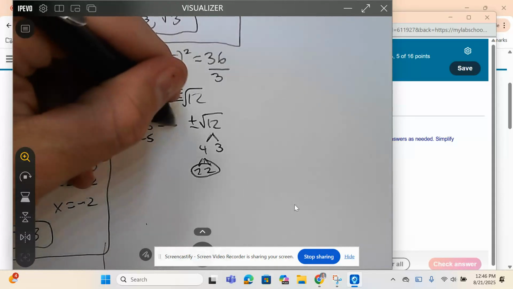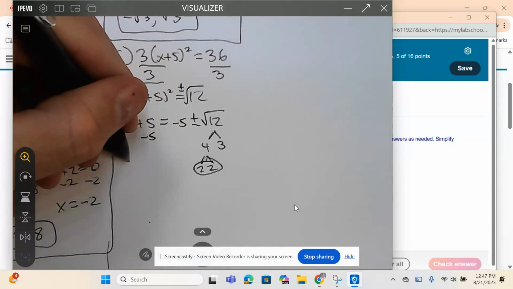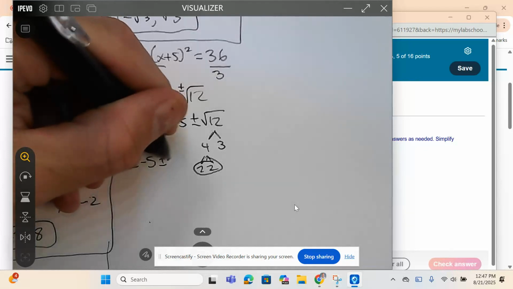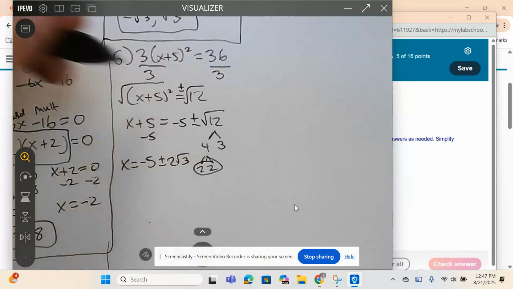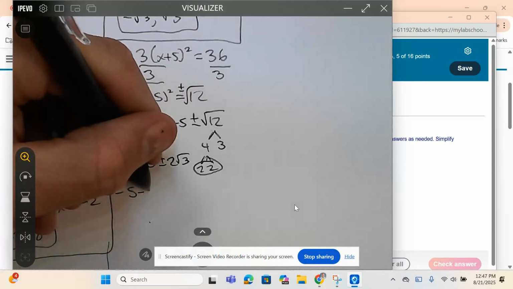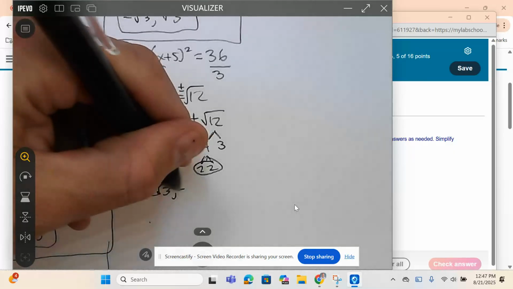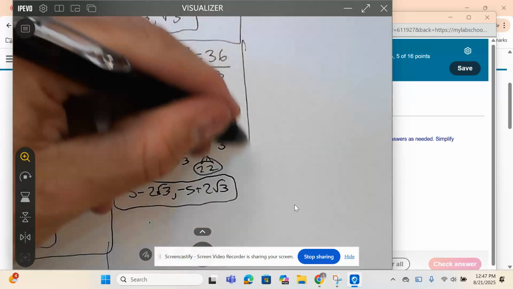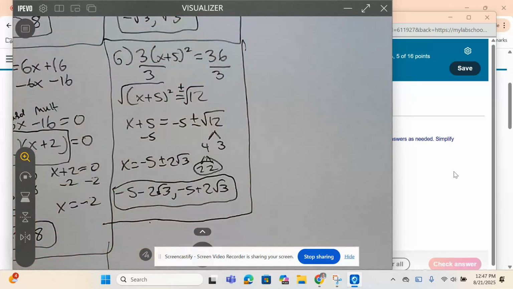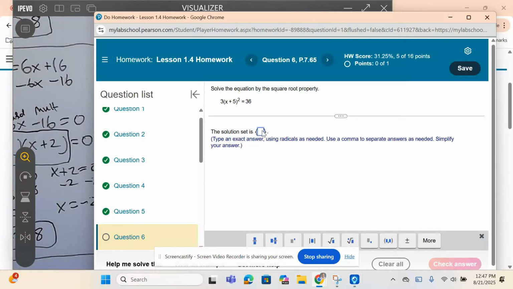I could subtract 5 too. So it'd be x equals negative 5 plus or minus 2 square root of 3. Negative 5, plus or minus, there's a pair of 2's there. So I have to do that. Minus 2 square root of 3, and then negative 5 plus 2 square root of 3. Negative 5 minus 2 square root of 3. Negative 5 plus 2 square root of 3.